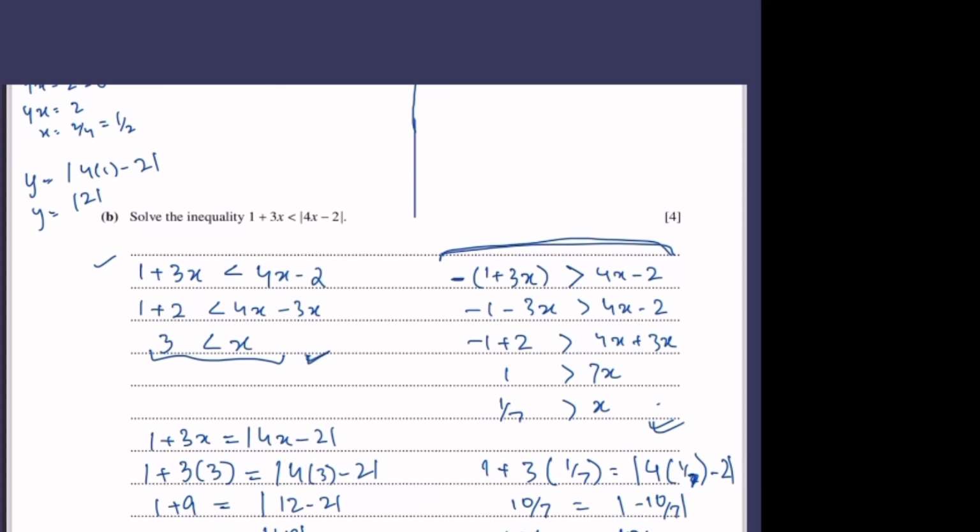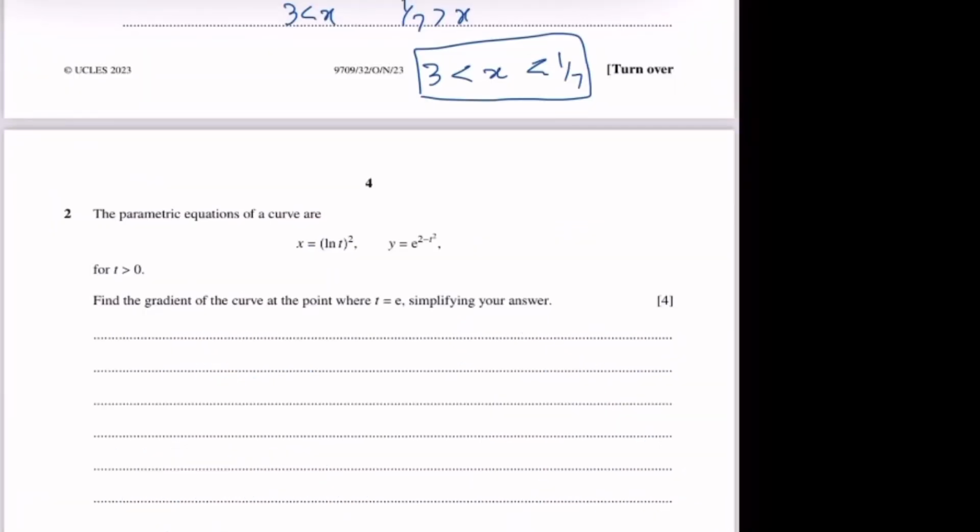So 3 is less than x and 1 upon 7 is greater than x. We can also write it as that x is greater than 3 and it is less than 1 upon 7. So this is the final answer of question number 1 part B. Moving on to question number 2.